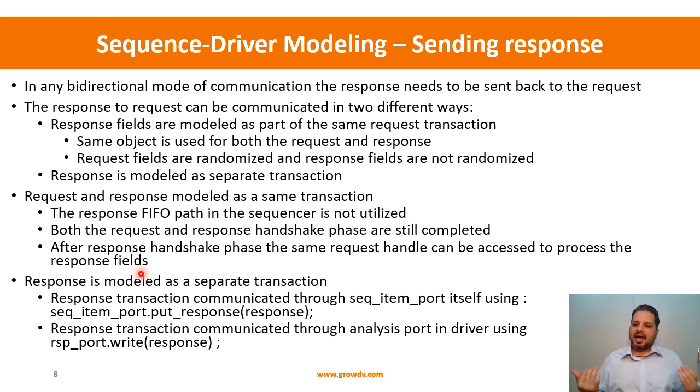After the handshake completes, nothing really needs to be exchanged, because the sequence already has the handle to the request object, but it understands that it is now okay to access the response fields present within that request object handle. So it goes and accesses those response fields. The response handshake tells the sequence that it is now okay to access the response fields. The time validity is established through the handshake mechanism. That is why both handshake phases must still be completed, although we are not really exchanging a separate response transaction. How that handshake is established, we will look at in the next slide.